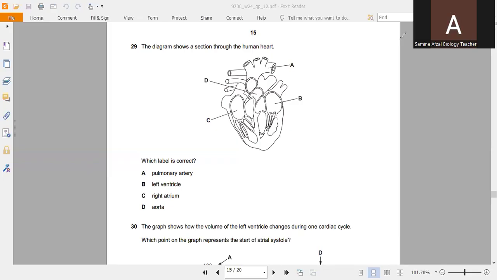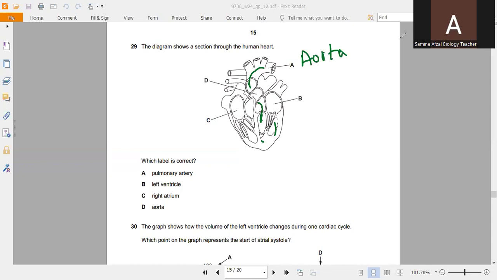A, pulmonary artery. A is not the pulmonary artery. You can see a highly muscular blood vessel, which is taking the blood from the left ventricle towards the body. So this is the aorta, and you know the aorta is the blood vessel which distributes the blood throughout the body. And B is left ventricle.